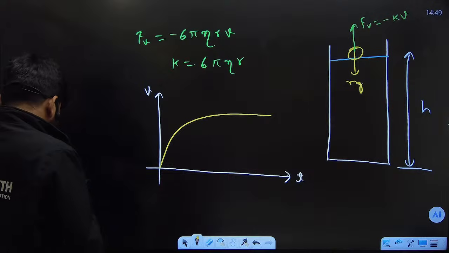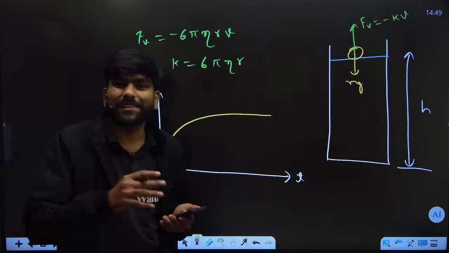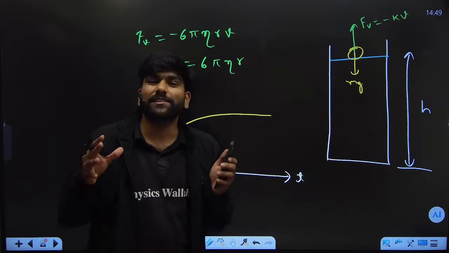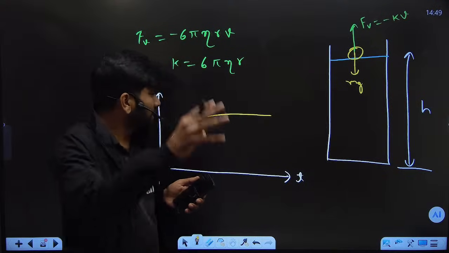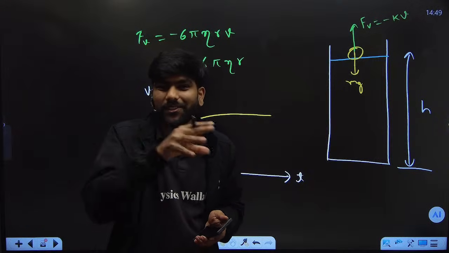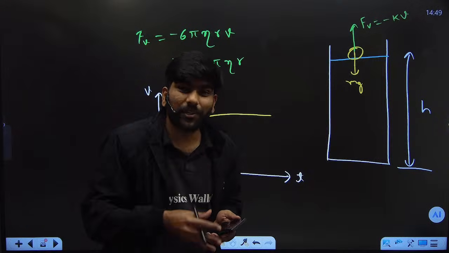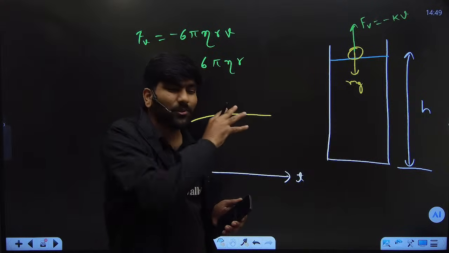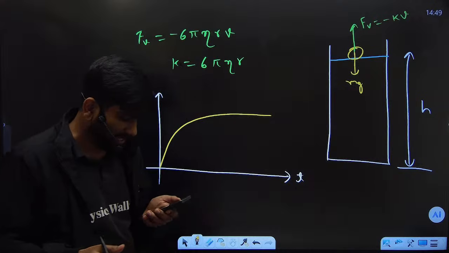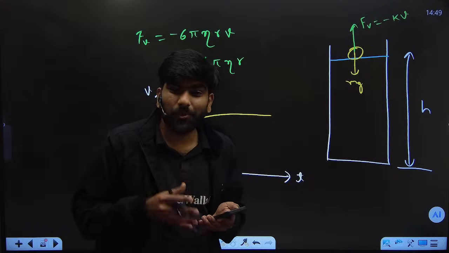Okay, so this question I will call the easy question, because when we study the viscous force and the terminal velocity, this is the exact graph that we draw in the class, in the theory. In NCERT, when you open your notes, you will see this exact question or exact graph there. So I will rate this question as easy level.